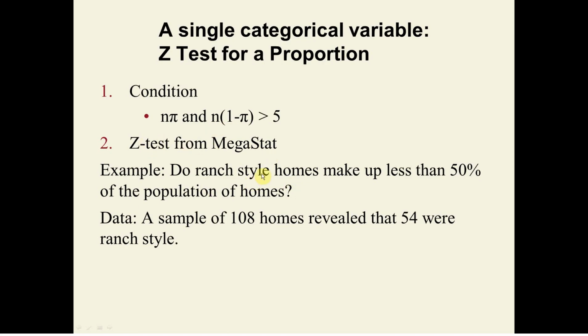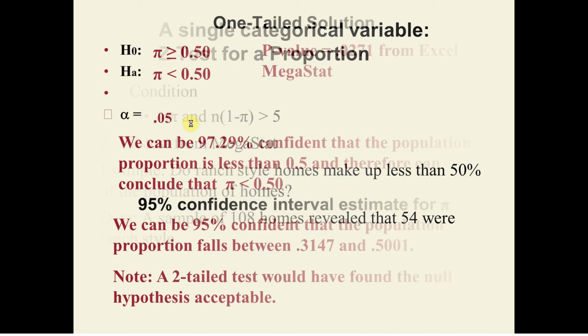So here's an example. Do ranch-style homes make up less than 50% of the population of homes? We might go look at our ranch-style homes in our real estate example spreadsheet and ask, based on the samples that we have, are there more than 50% of them ranch-style? The opposite would be they're not ranch-style. Maybe we have 108 homes, and we found that of that sample of 108 homes, 54 of them were ranch style. So that 54 is n, right? And pi would be 0.5.